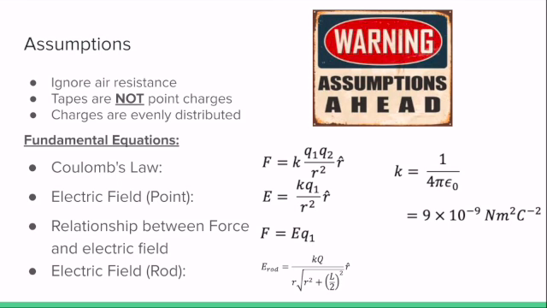These are a few assumptions that we'll make throughout this lab. First of all, we're going to ignore air resistance, so air resistance won't be a factor in this experiment. Next, we're not looking at tapes as a point charge, which is a significant difference from the last lab. And finally, the charges will be evenly distributed throughout the tape. And then these are a few equations that we'll need throughout the experiment, first being Coulomb's law, and then the electric field formula, the relationship between electric force and field, and then the electric field for a rod.